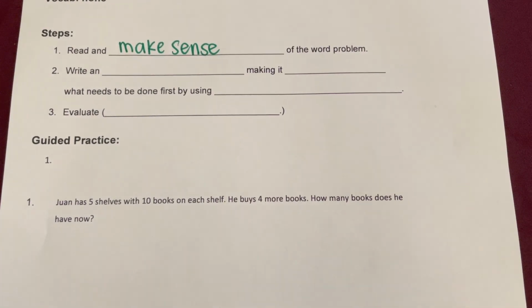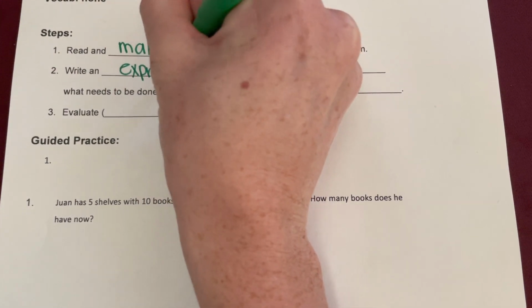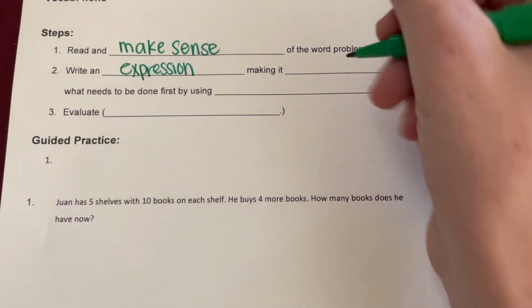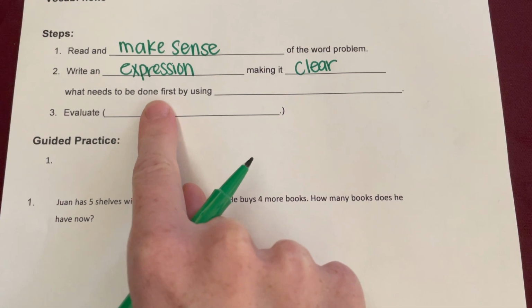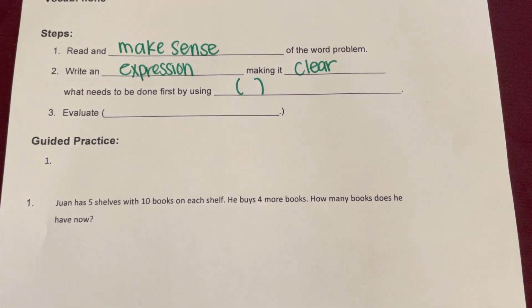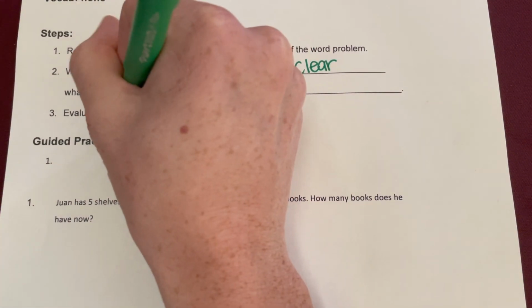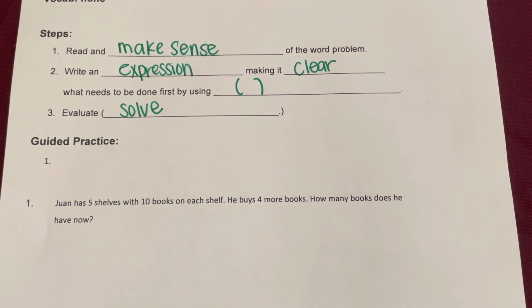Step number 2, write an expression making it clear what needs to be done first by using parentheses. And I'm just going to use the parenthesis sign. And step 3 is evaluate or solve. So here are 3 steps. Step 1, make sense of the problem. Step 2, write an expression, making it clear what needs to be done first using parentheses, and then we're going to solve using our PEMDAS steps.